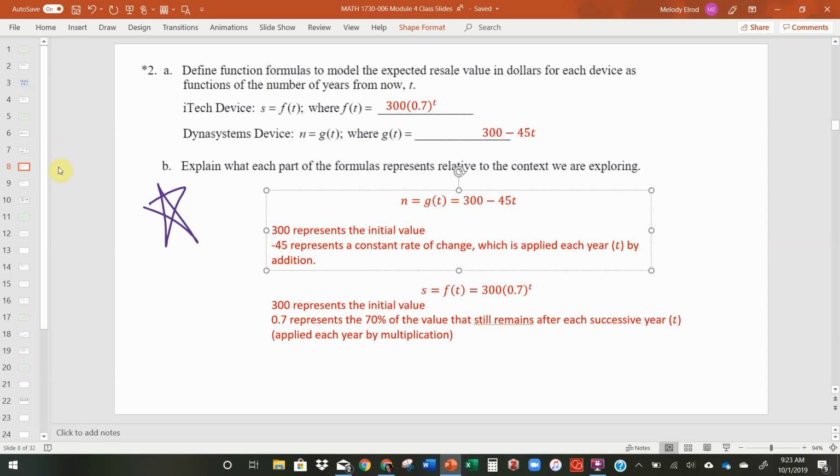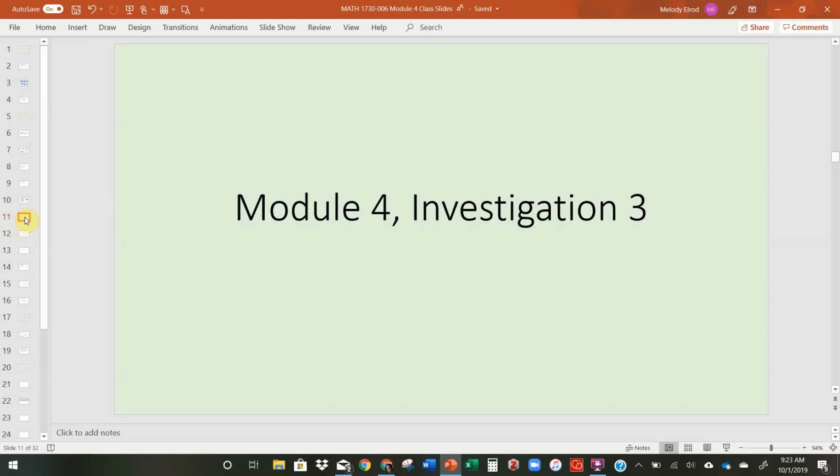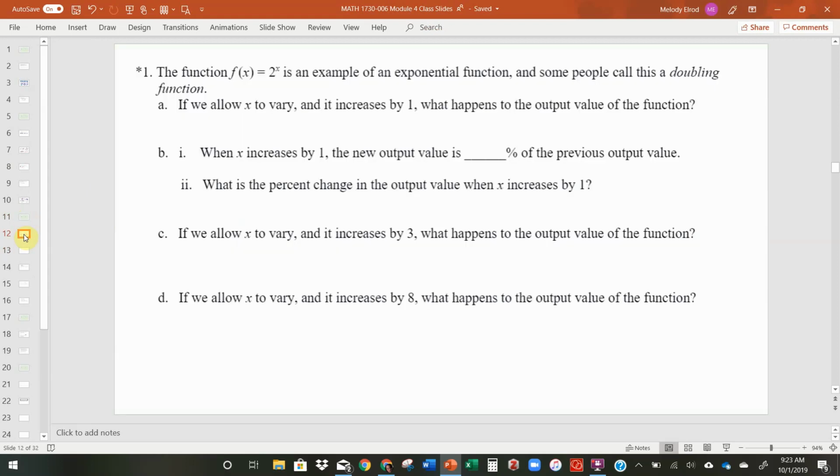So that kind of brings us to the end of the Investigation 2 material. I feel like that's a good place for us to stop. So here's what I want you to do. I want you to take a moment, go to Module 4, Investigation 3, go to problem number 1 and pause the video and consider these first 4 parts.